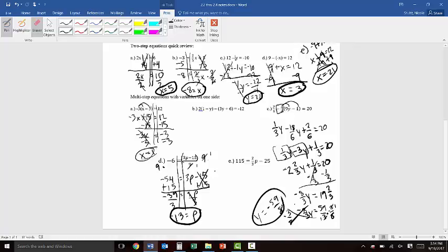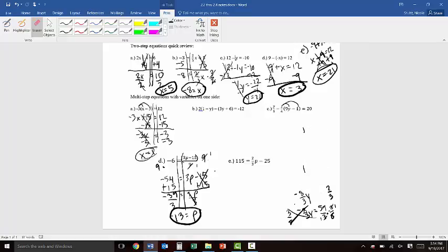I'm just going to erase this stuff here since we're done with it. That way the problem doesn't look so scary because there's all this writing in there. Okay. And then letter E. So again, we took P, multiplied it by 2/3, and then subtracted 25. So that's where I start solving the problem.